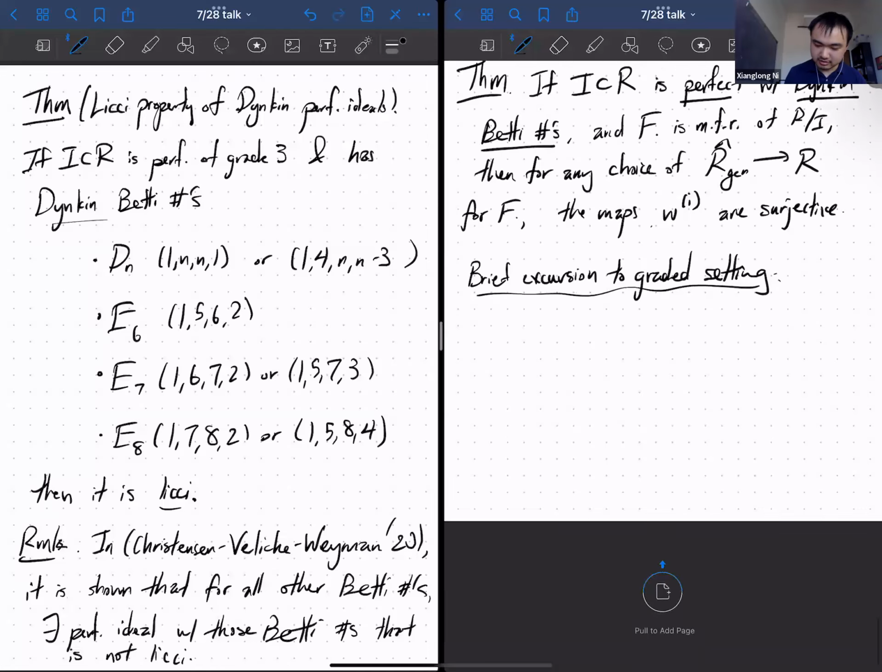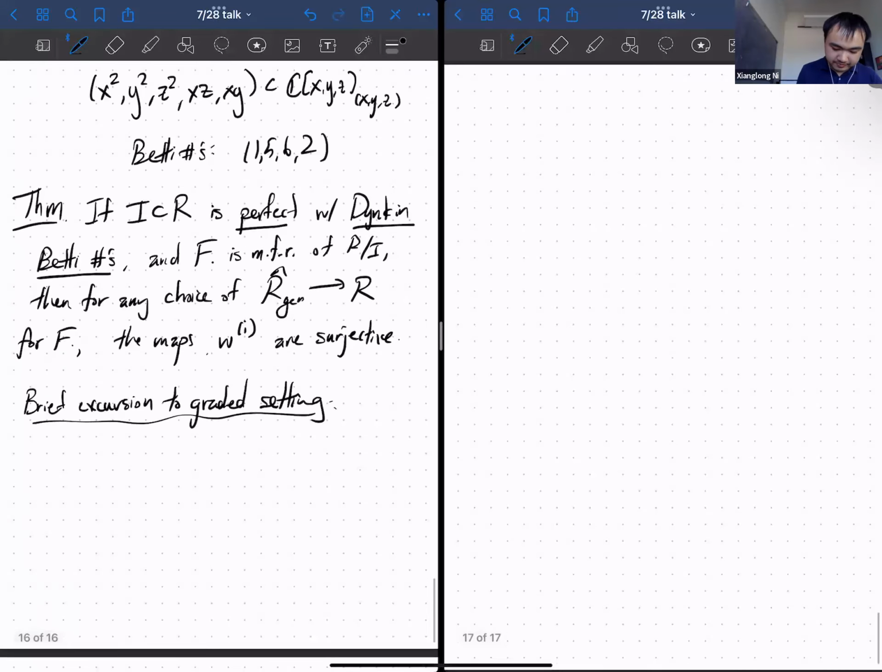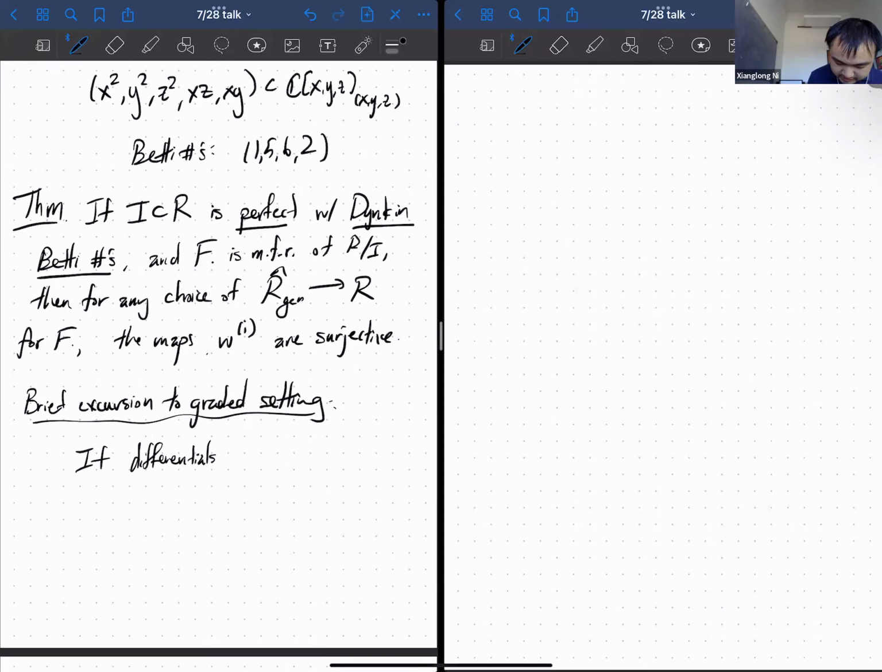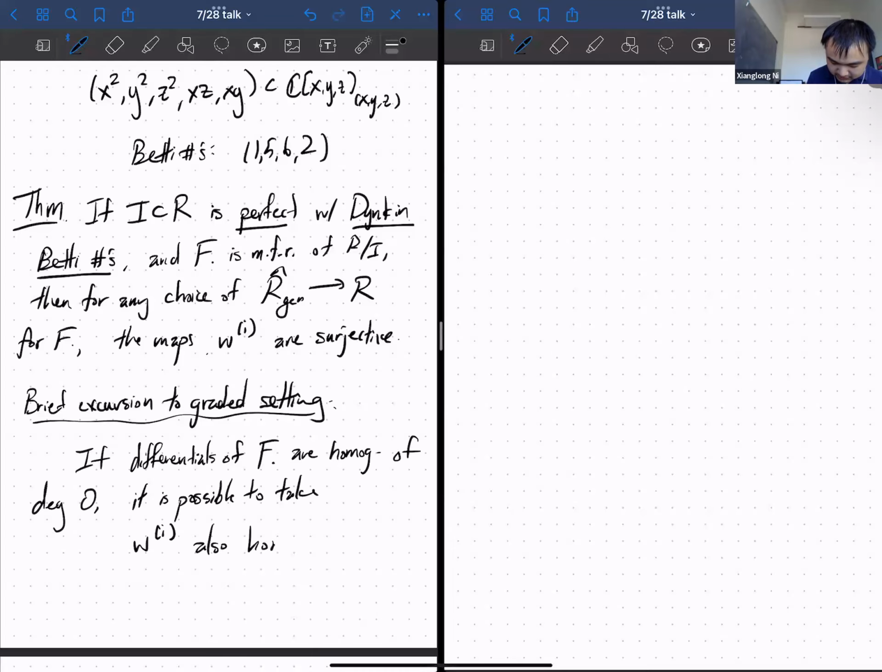Right? So let me point that out. If the differentials of F are homogeneous of degree 0, it is possible to take W_i also homogeneous of degree 0.